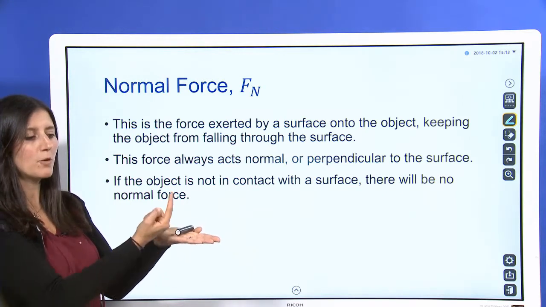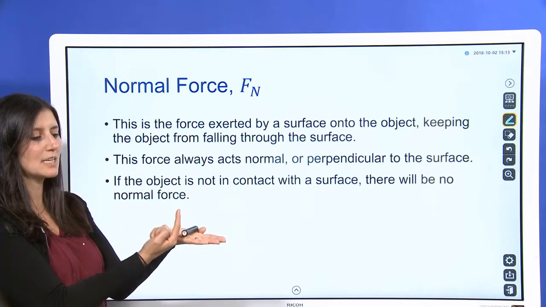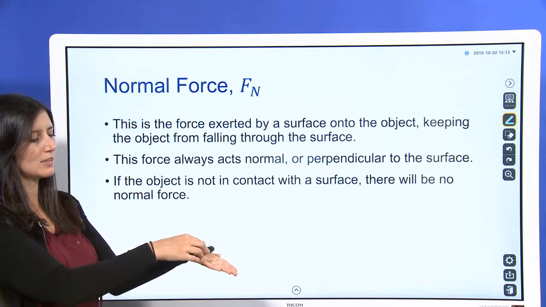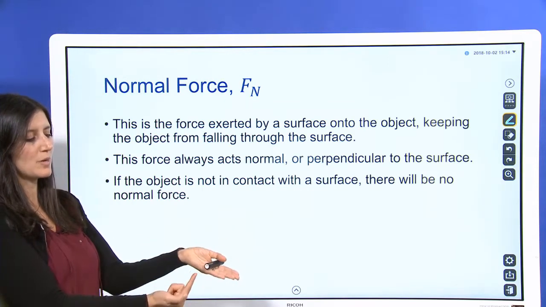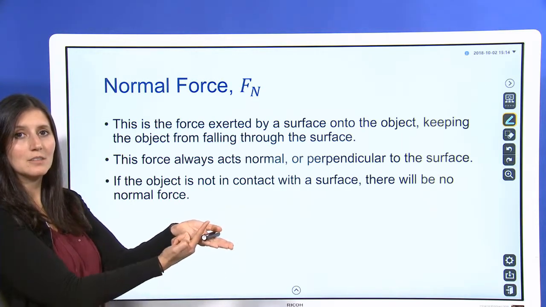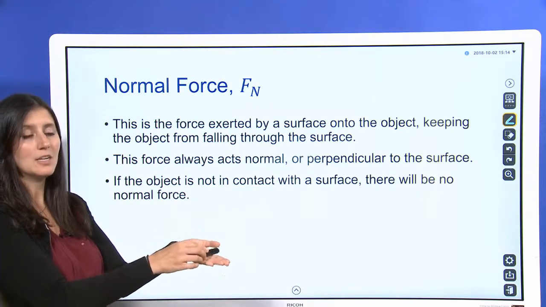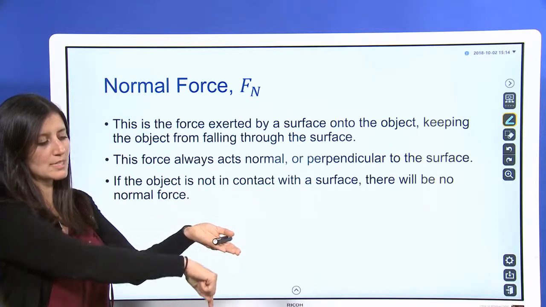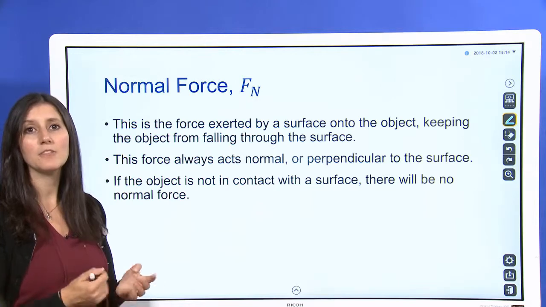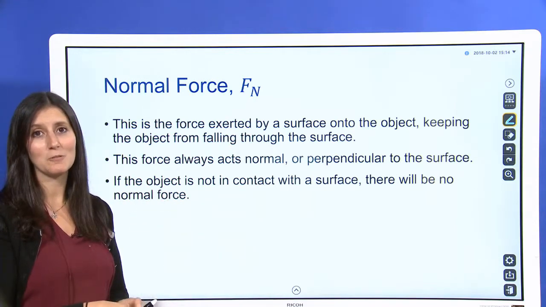Okay, so that force is always normal, or perpendicular, to the surface. In this case, it would be pointing straight up. If my table was like this, on an angle, my normal force would then point in this direction, perpendicular to the surface. Okay, so it's always going to be perpendicular to the surface that it's on. And the force of gravity always points straight down, no matter what angle the surface is at. If the object is not in contact with a surface, there will not be a normal force.